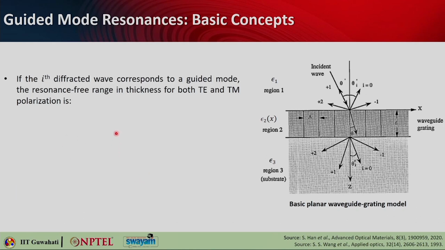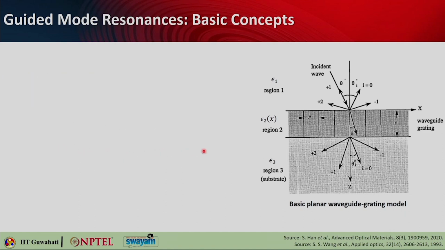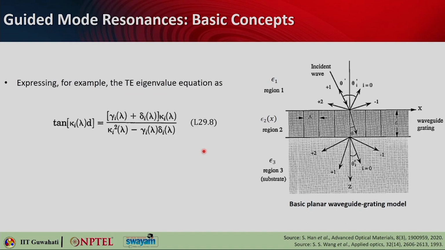Now, if the ith diffracted wave corresponds to the guided mode, then the resonance free range in the thickness for both TE and TM polarization can be given as delta D, which is pi over kappa I, and you can expand this in this particular form. So, let us take one example.